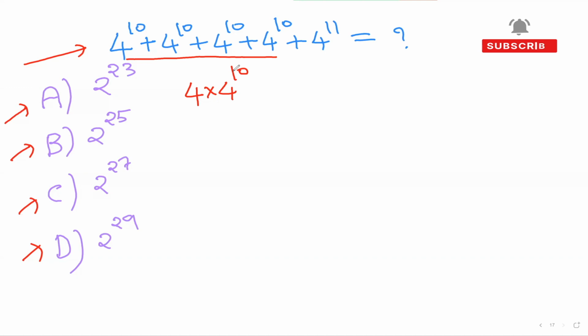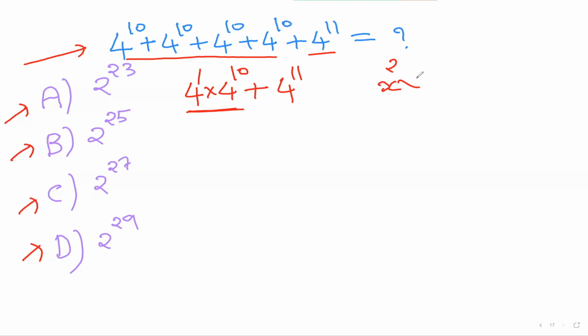So like the same thing, 4 power 10 plus 4 power 10 plus 4 power 10 plus 4 power 10, I can write down 4 times 4 power 10, and then 4 power 11 as it is, because that was not a like term. Now here I can use my index law, 4 power 1 and 4 power 10. In index law, we know if there is a multiplication, then I can add the power. So let us say x power 2 times x power 3, then I can do x power 2 plus 3, which is 5. So I can do 4 power 1 plus 10, which is 11. And this is also 4 power 11.